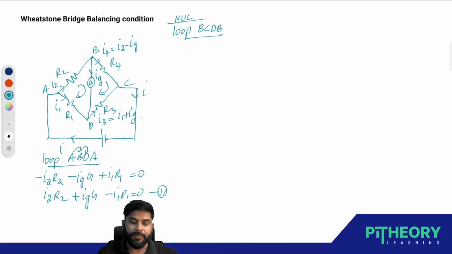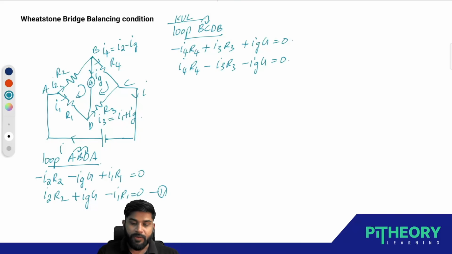Okay, BCDB. So now from B to C, you're going in the direction of current only, so minus I4 R4. Correct. From C to D, you're going in the opposite direction, so plus I3 R3 you need to write. Correct. From D to B also, you're going in the opposite direction, so plus IgG, that is equal to what? 0. Now you multiply this by minus, you get I4 R4 minus I3 R3 minus IgG, that is equal to 0.